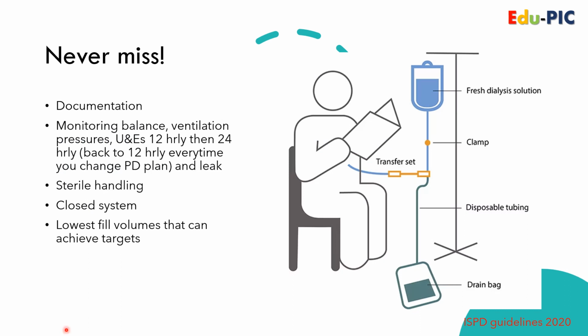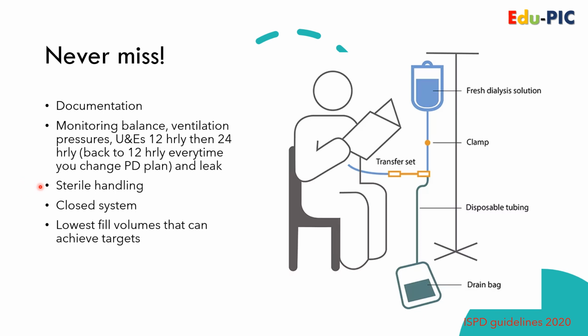So, really important bits to never forget. Never forget documentation, which means documenting the procedure, documenting how much fluid goes in, how much fluid comes out, what the balance is, and documenting your urea and electrolyte levels, which you do either 12 hourly in the first 24 hours or 24 hourly. Again, as we said, you should do it 12 hourly every time you change the PD plan. Okay, and monitor also for the leak. You also need to monitor if the fill volume is too big, which is affecting your ventilation pressures, because in that case you'll have to reduce the amount that you're putting intra-abdominally.